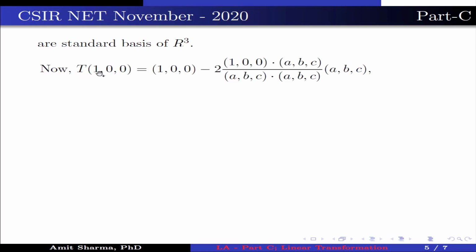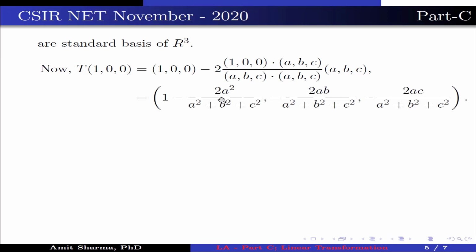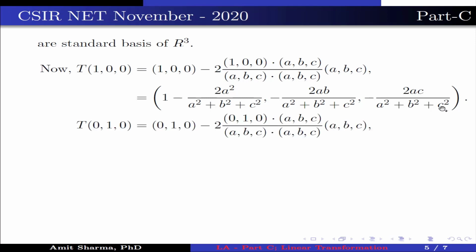Now the transformation of (1, 0, 0) is equal to (1, 0, 0) minus 2 into inner product of (1, 0, 0) with (a, b, c) divided by inner product of (a, b, c) with (a, b, c) into (a, b, c), which is equal to (1 minus 2a square divided by a square plus b square plus c square, comma minus 2ab divided by a square plus b square plus c square, comma minus 2ac divided by a square plus b square plus c square).